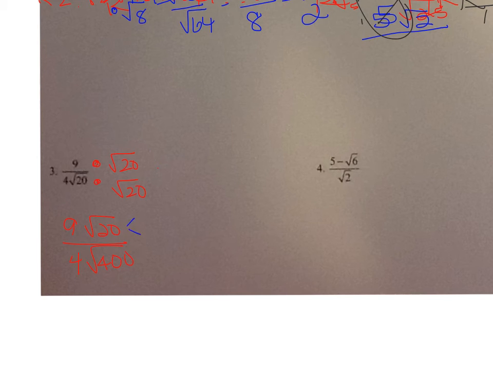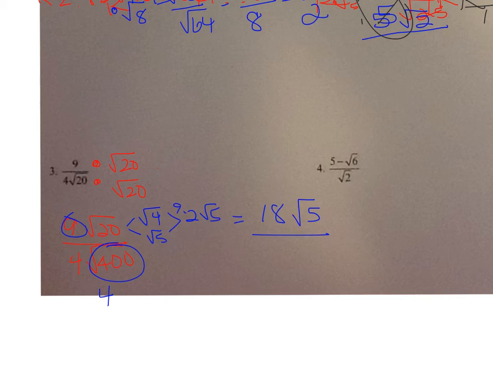Now 20 I can simplify. It's the square root of 4 times 5, which is 2 the square root of 5. But I have the 9 on the outside, so I have to make sure I multiply that by 9. So that's 18 the square root of 5 over the square root of 400 is 20. So it's 4 times 20, which is 80. And then I can reduce 18 and 80. So 2 goes into 18 9 times, and 2 goes into 80 40 times. So this reduces to 9 and this reduces to 40. So it's 9 the square root of 5 over 40.